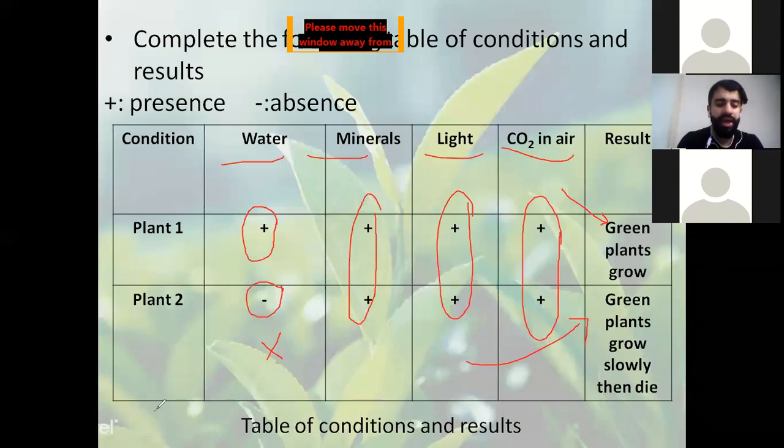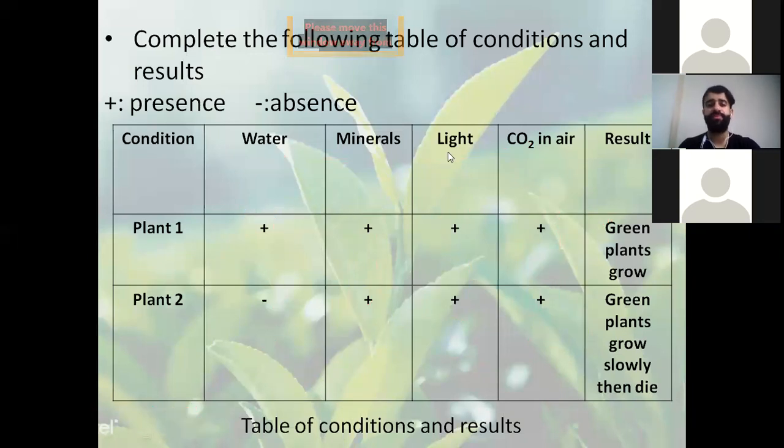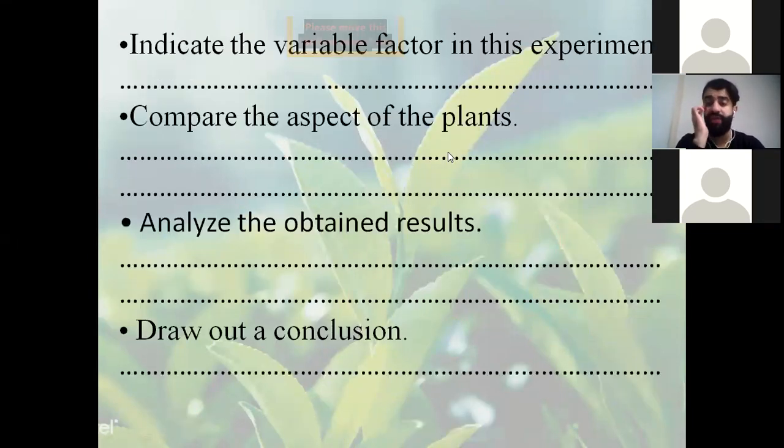Don't forget the title of the table. Table of conditions and results, or you can say table showing the conditions and the results. Moving now to the question: indicate the variable factor in this experiment. Already we said the variable factor, as Hassan said, is the water.